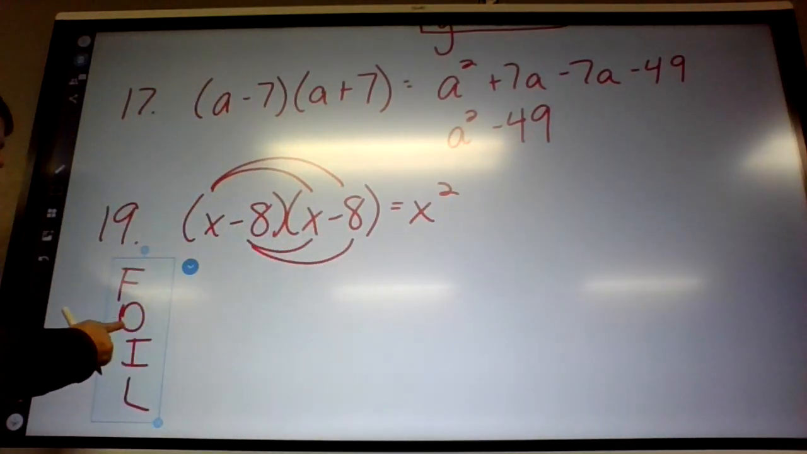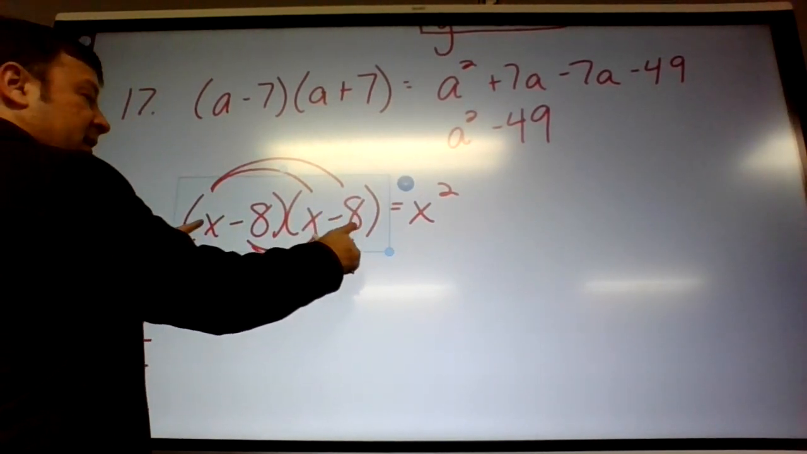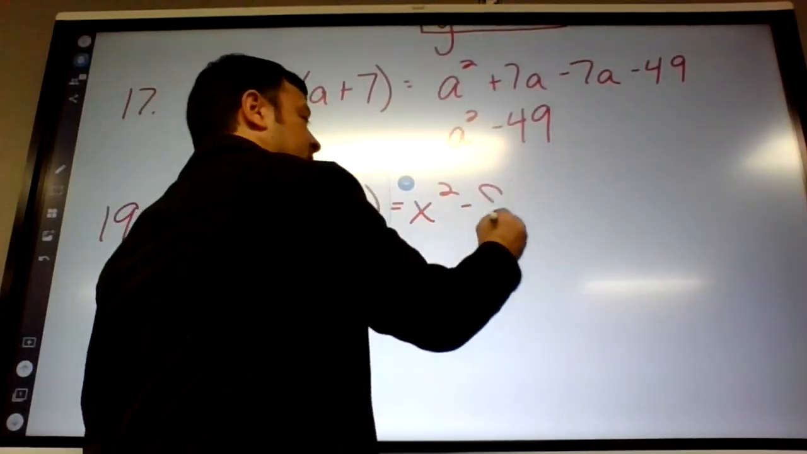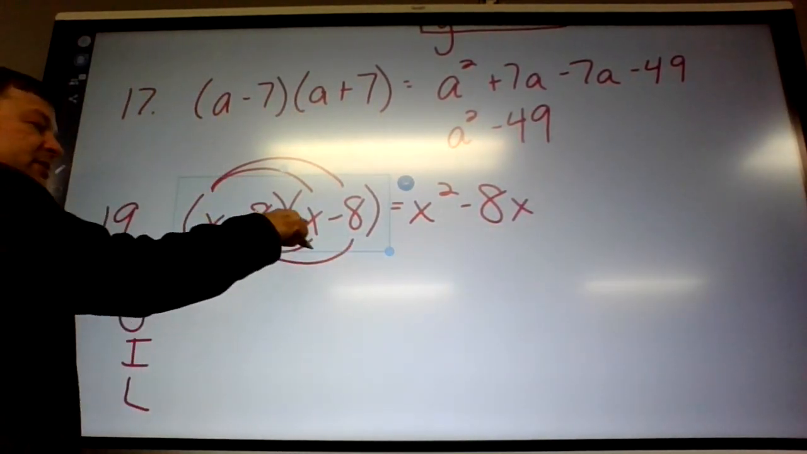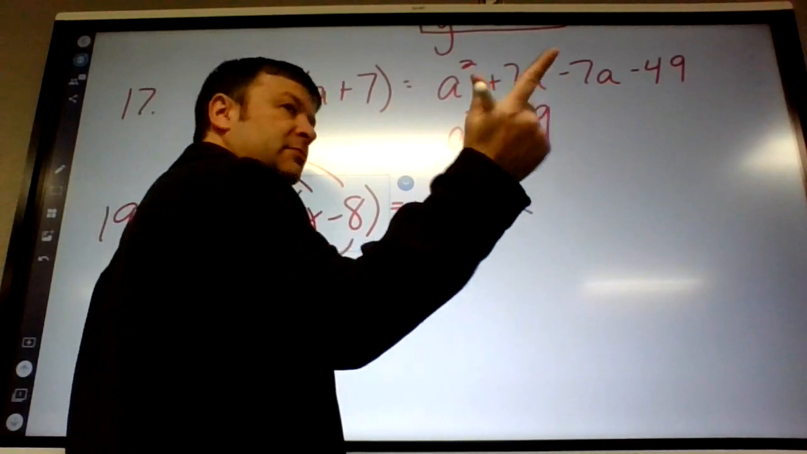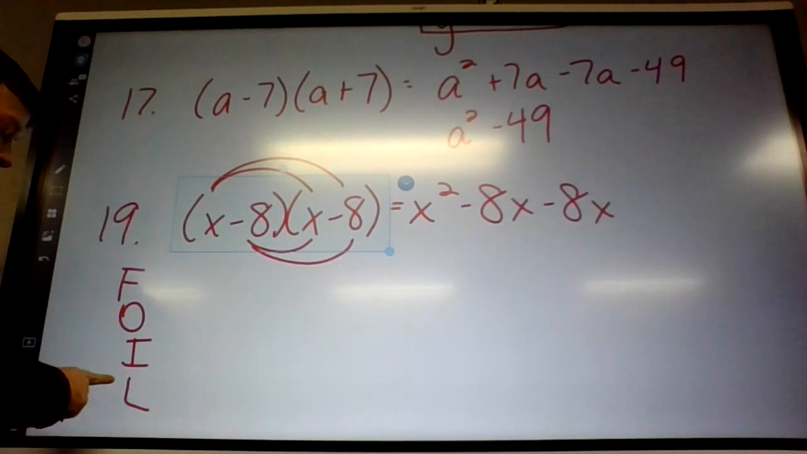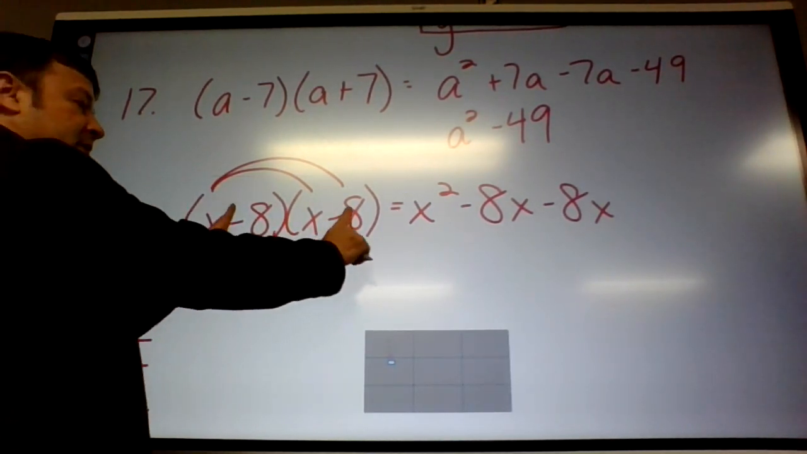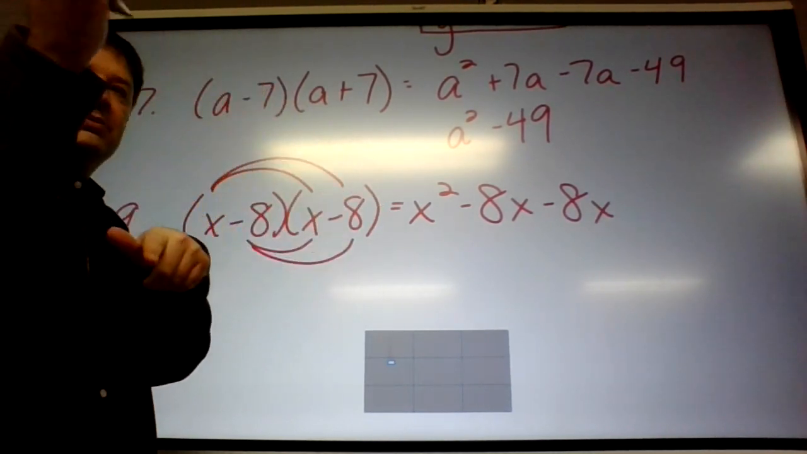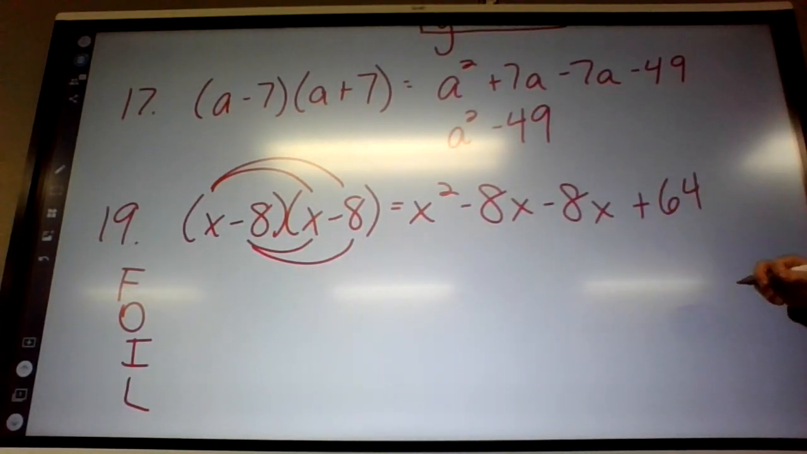And then the O stands for the outside, being away from the middle. So that would be x times negative 8. So what's negative 8 times x? Negative 8x, right. Can't really do anything with that. And then the inside would be the ones close to the middle, negative 8 times x. What would that be? Negative 8x again. Okay, and then the L stands for the last. That would be the second terms in both polynomials. So negative 8 times negative 8 is positive 64, so negative times negative.